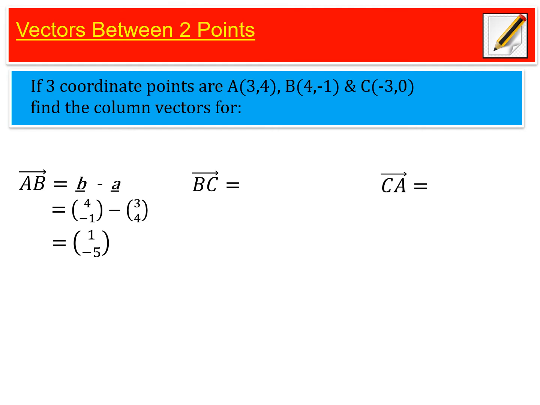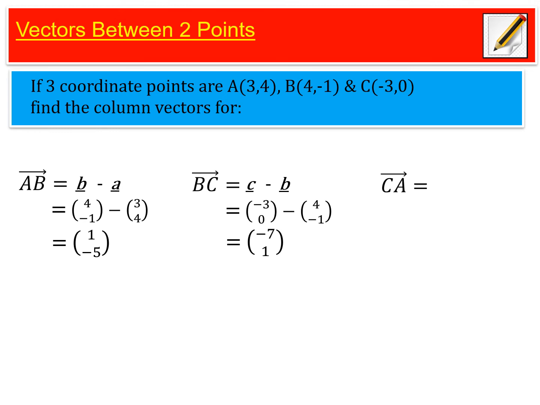Similarly, if we look at the vector journey from B to C, this time we can alter the formula to represent the coordinates that we're using. So for BC, this time the formula would be C subtract B. You notice it's always the second letter subtract the first letter. So the column vector of C is (-3, 0), and we're subtracting B, which is (4, -1). So -3 subtract 4 is -7. And then 0 subtract -1, we have a double negative, so that's 0 plus 1, which is positive 1. So the column vector that represents the journey BC is (-7, 1).